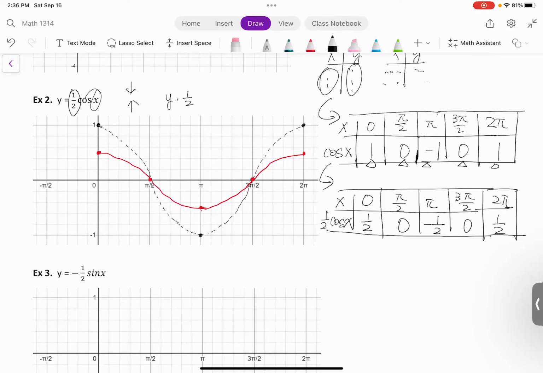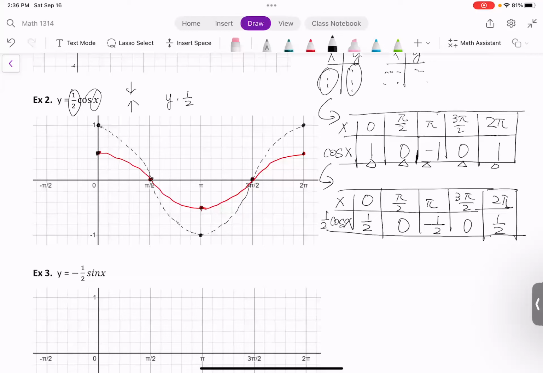So I can have these key points. First, I can plot 0, 1/2, the first point. Second point, pi over 2, 0. Then pi, -1/2, next point. 3 pi over 2, 0, and the next key point is 2 pi, 1/2. And then use the red curve to connect them.